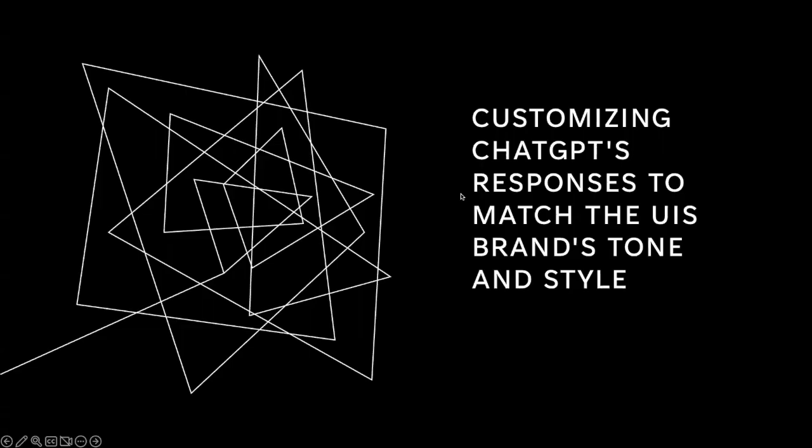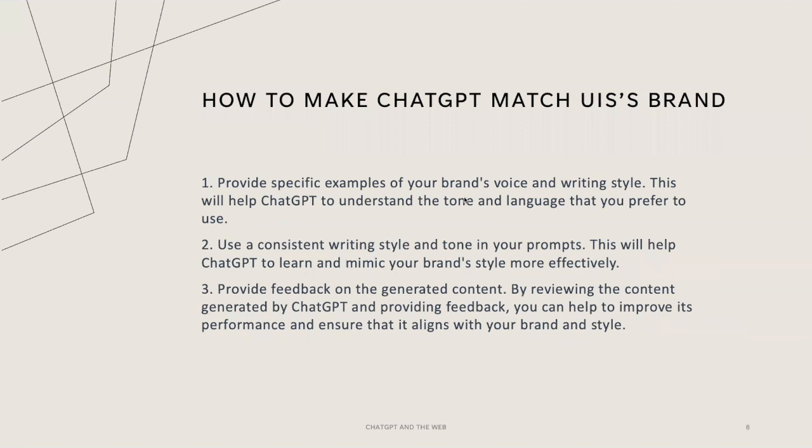So how do we do that? How do we customize ChatGPT's responses to match the UIS brand in tone and style? So there's ways to do that. We want to provide specific examples of our brand's voice and writing style. This can help ChatGPT to understand the tone and language that you prefer to use.